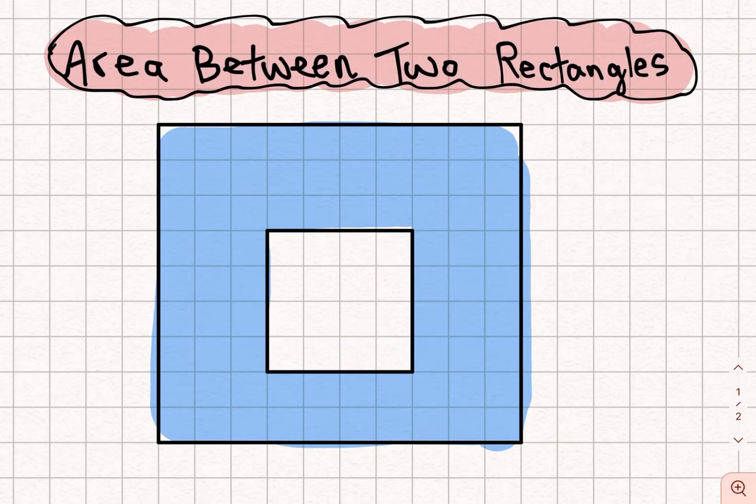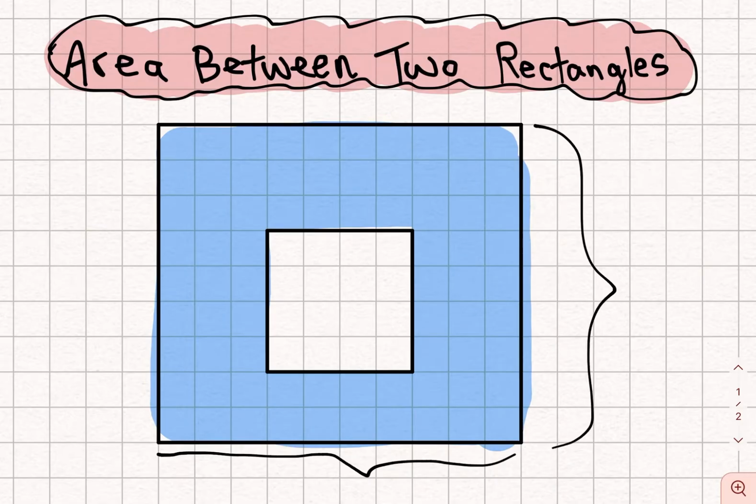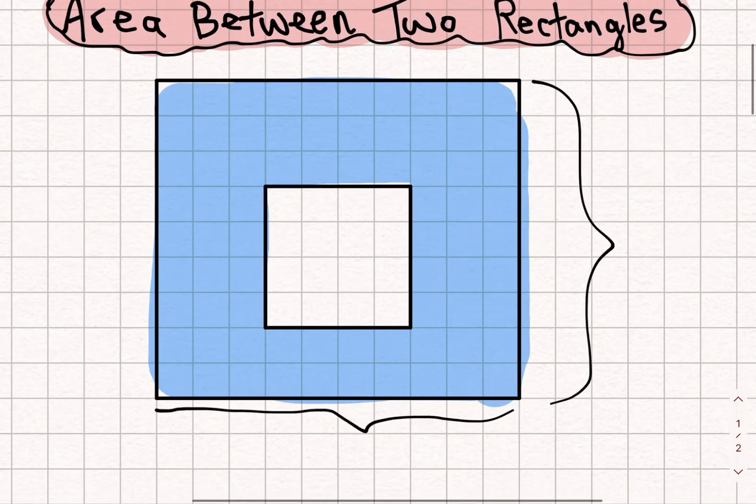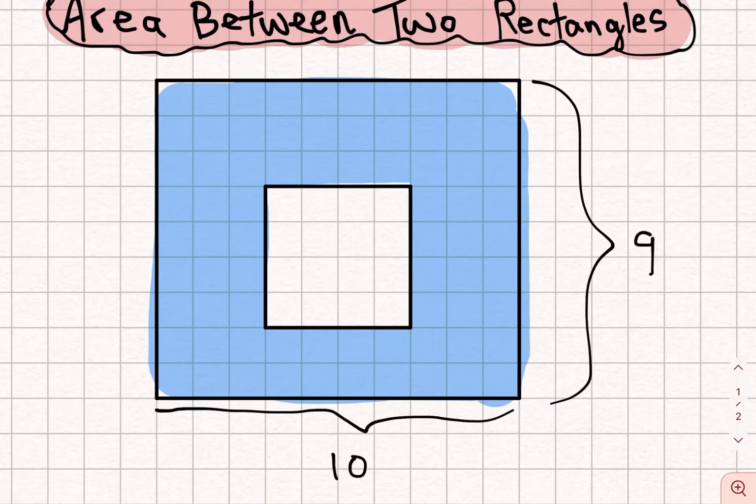So to begin with, what we'll do is we'll find the width and the height of this shape. So what is the width of this shape? It's 1, 2, 3, 4, 5, 6, 7, 8, 9, 10. The width of this shape is 10. And the height is 1, 2, 3, 4, 5, 6, 7, 8, 9. So the height is 9. So if this were a normal rectangle, we would say that this rectangle had an area of 90. 10 times 9 is 90.